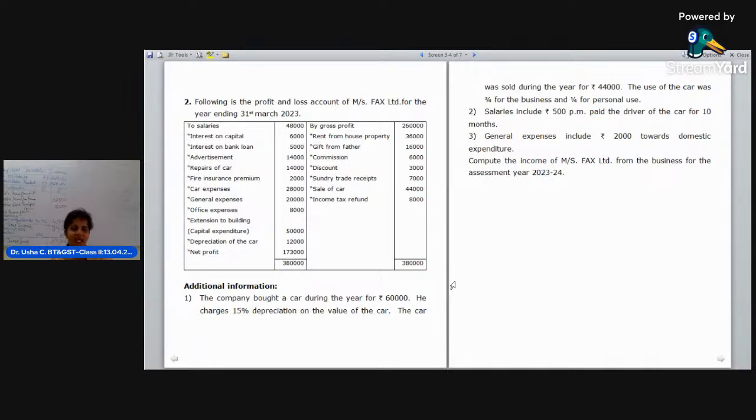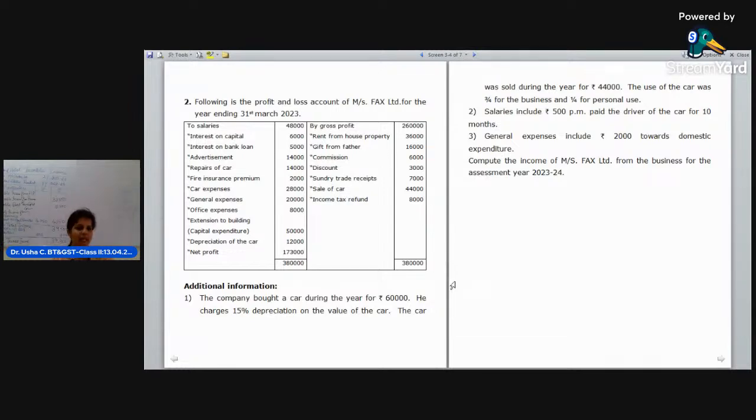Next, sale of car. Car is a capital asset. I said it is a fixed asset. Fixed asset means it is a capital asset, being a sale of capital asset. Whatever the amount, the sale of capital assets is taxable under the head capital gain, hence it is not allowed here. So being a non-business income, you must deduct it.